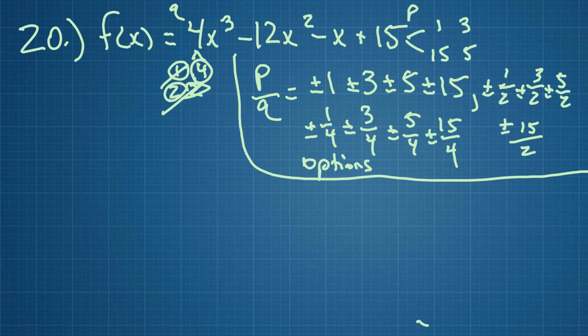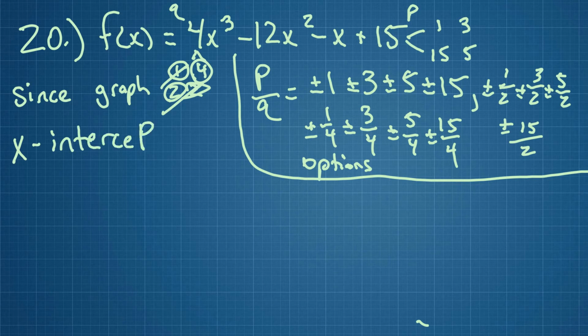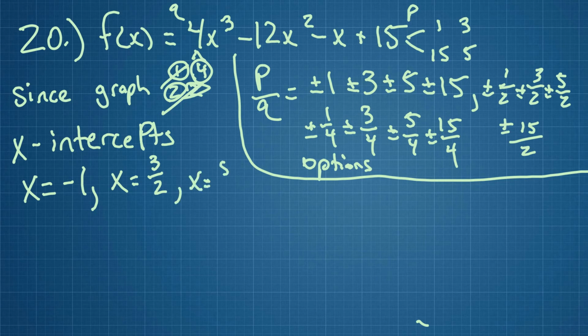Now normally I just guess, but since there's a graph, I'm going to look for the x-intercepts. I look at my graph, and when I see my x-intercepts, I believe our x is -1. X is, I think it's going to be 3 halves, or 1 and a half, 1.5. And I think x is going to be 5 halves. I'm estimating those fractions. I think they're 1 and a half, I think they're 2 and a half. So I have to estimate.